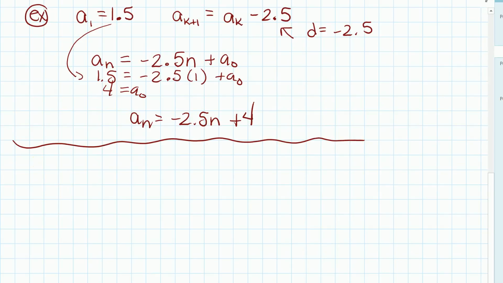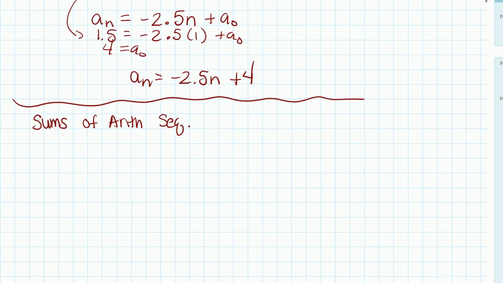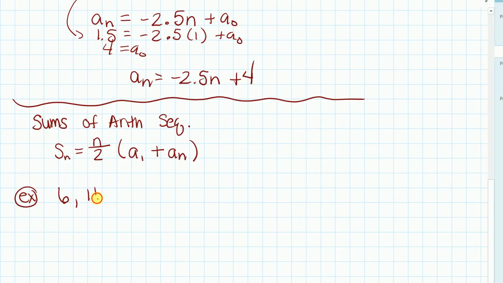Now let's talk about sums. So sums of arithmetic sequences. The formula we're going to use for the sum of certain numbers is you take how many numbers you're adding, divide by 2, and then multiply by the first term plus the last term. So let's just go ahead and try one. Let's say that we have a sequence that's 6, 11, 16, and 21, and so on. And I want to find the 7th partial sum.